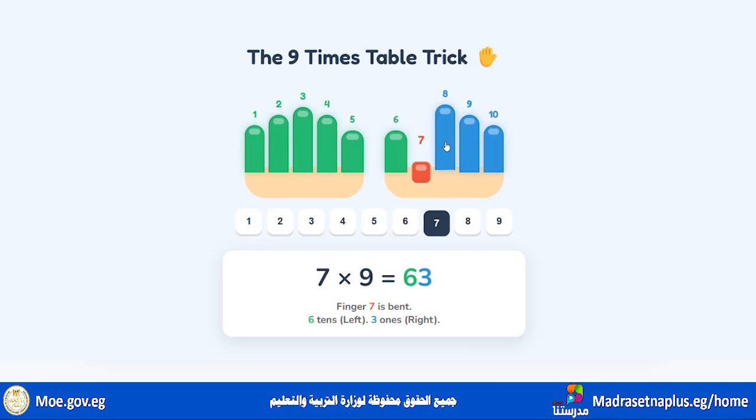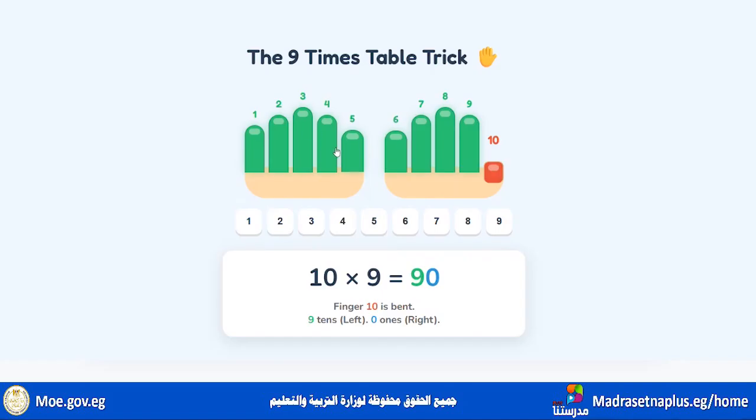What about finger number 8? 8 times 9. How many fingers on the left? 7. On the right, 2. It will be 72. What about finger number 9? There are 8 fingers on the left and 1 finger on the right. What about 10 times 9? There are 9 fingers on the left and no fingers on the right. That means 0. So 10 times 9 equals 90. This is the trick for table 9 to take care of by kids.